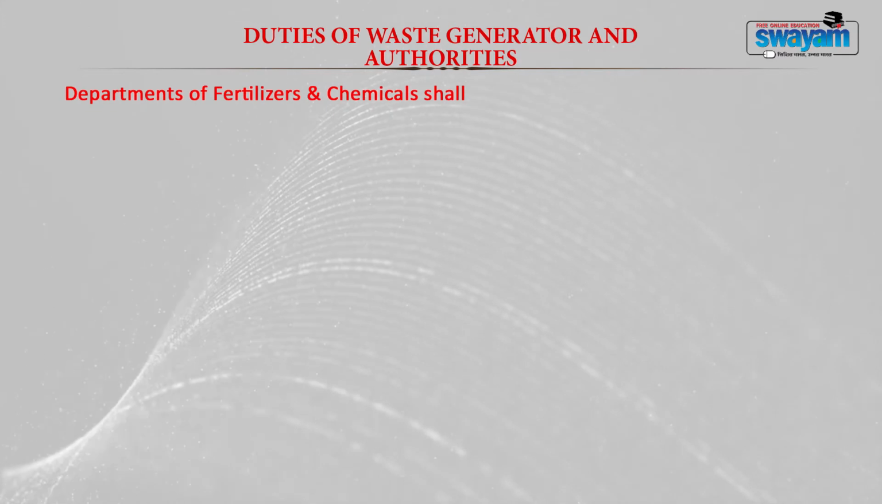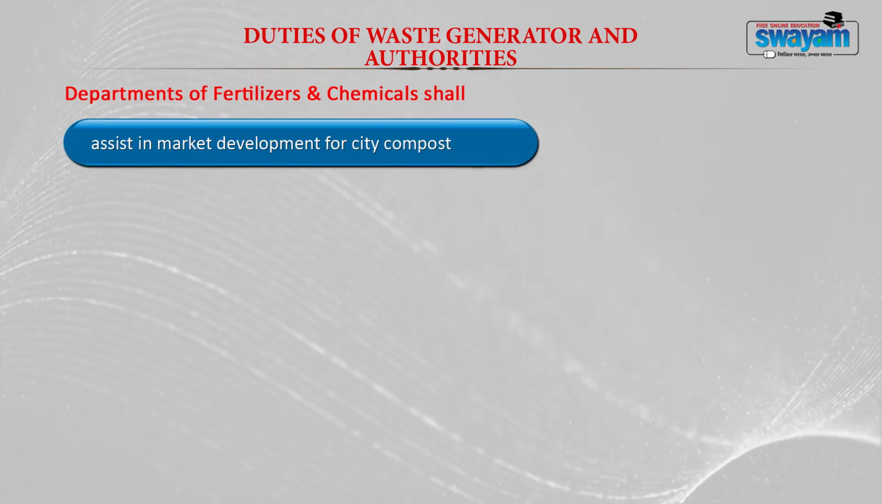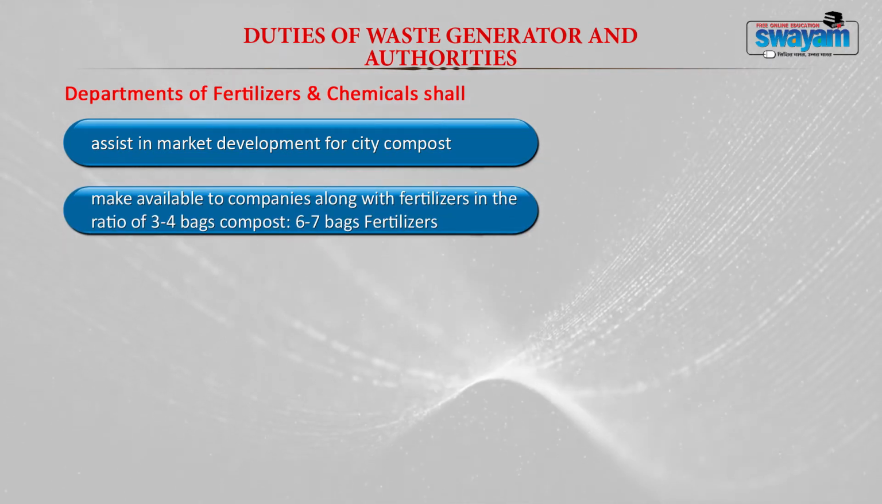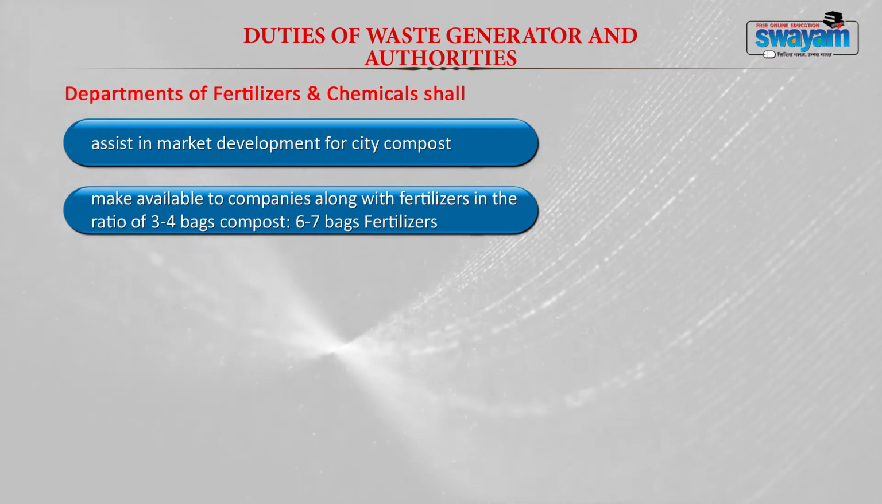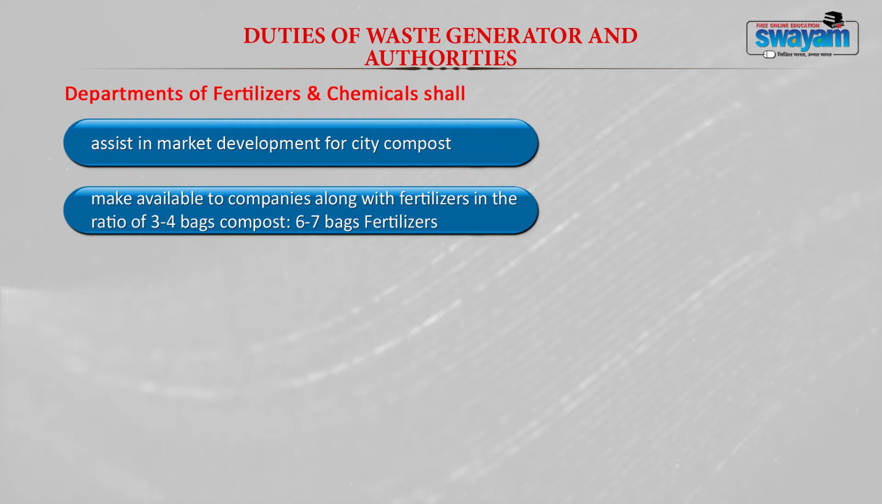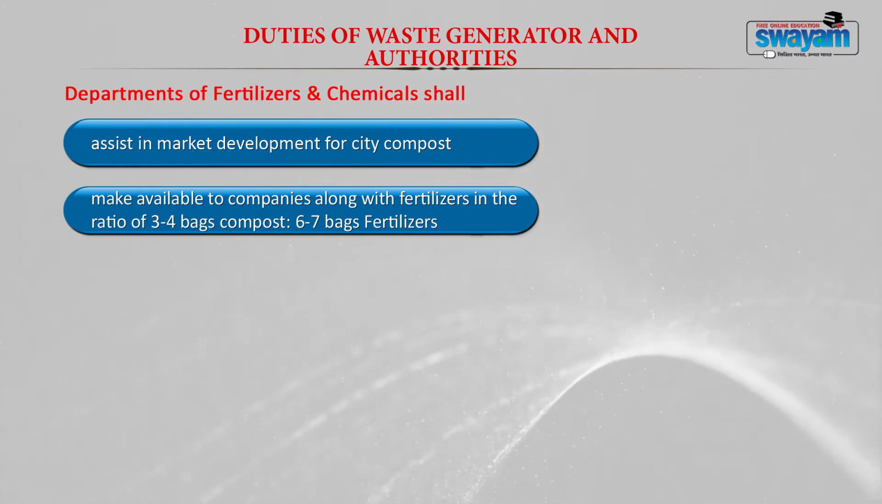Now, the Department of Fertilizers should assist in market development for city compost and make it available to companies along with the fertilizers in the ratio of 3 to 4 bags of compost to 6 to 7 bags of fertilizers. Now, they should be sold along with the fertilizers. If you are selling 6 to 7 bags of fertilizers, then 3 to 4 bags of compost should be sold.